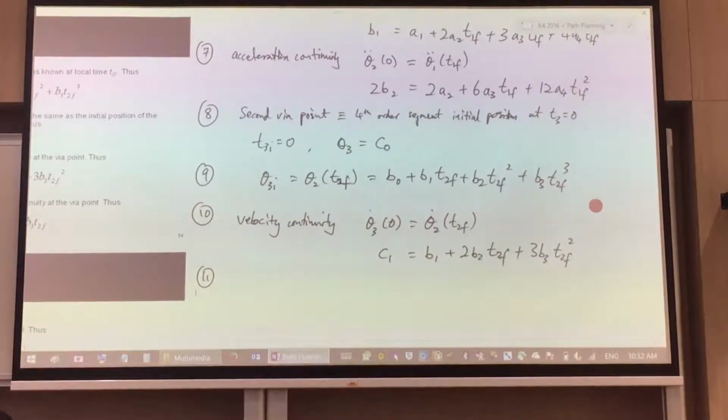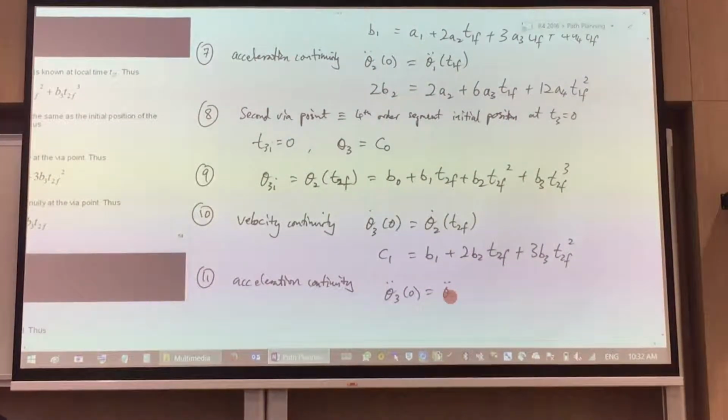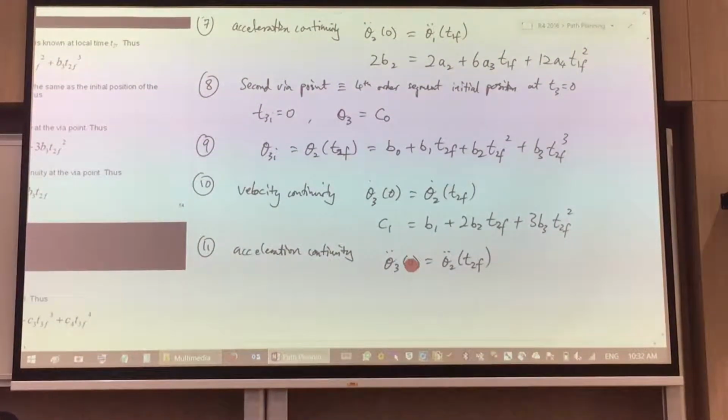11th boundary condition is about acceleration continuity. For that, we want the acceleration of the third segment to be equal to the acceleration of your second segment at time t2f. So substituting 0 into your acceleration for your third segment, you get 2c2. Substituting t2f into the acceleration of your second segment, you get 2b2 plus 6b3 t2f.